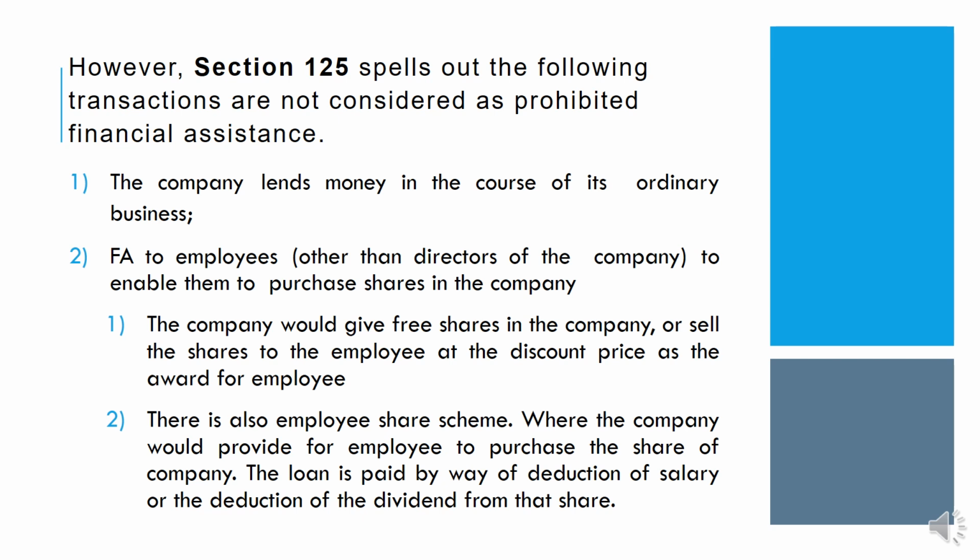Or, some employees get dividends. So the company will give a loan to the employee for the employee to purchase the shares in the company. And later on, the dividend that was supposed to be given to the employee, the company will deduct from there. So that the employee will not get the dividend, but the employee will get shares. Okay.